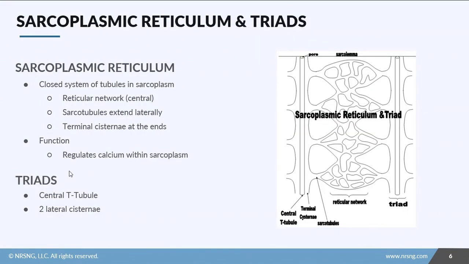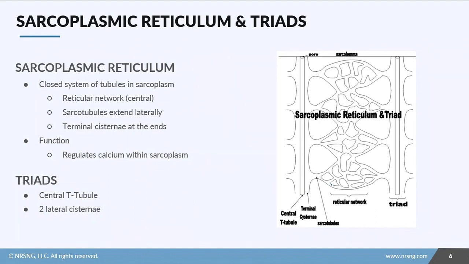Now that you understand how information gets from the outside of the cell down to the myofilaments, we need to look at a structure called the sarcoplasmic reticulum. And also, we need to look at triads. The sarcoplasmic reticulum is a closed system of tubules inside the sarcoplasm, which is the cytoplasm of the muscle cell.